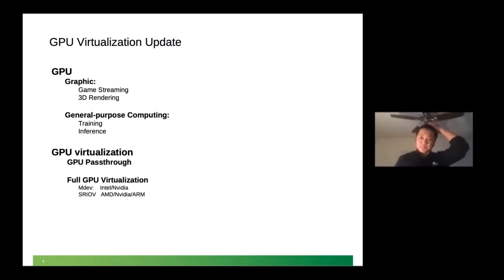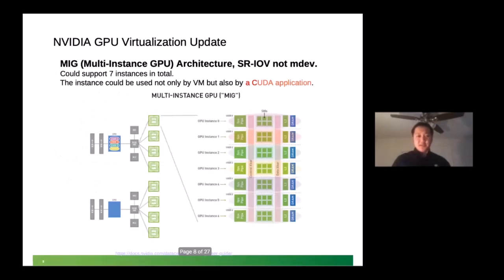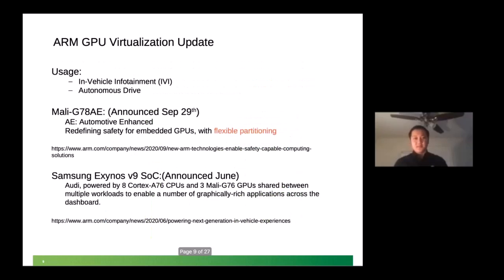And ARM also. You can see here the A100, just announced this May. This is called multi-instance GPU, and it is actually SR-IOV based. One interesting part is that it can also be used for a CUDA application directly. A use case is that you can use it in a container. So it looks like it's all about containers today. ARM is pretty new, and they just announced their GPU virtualization solution last month, I think.